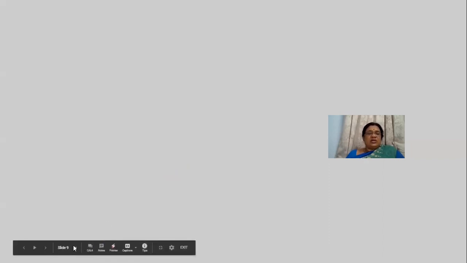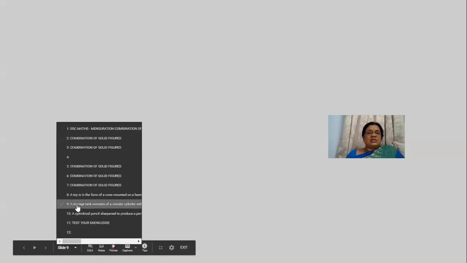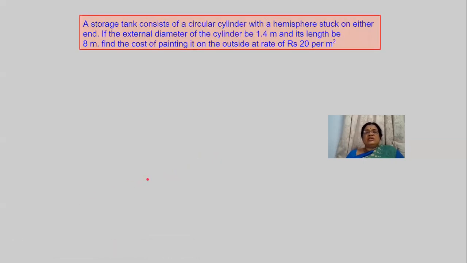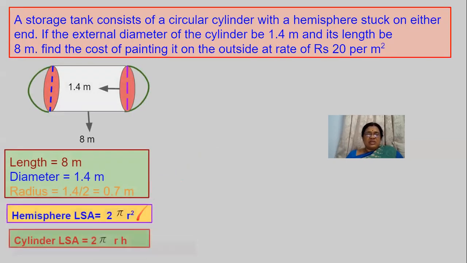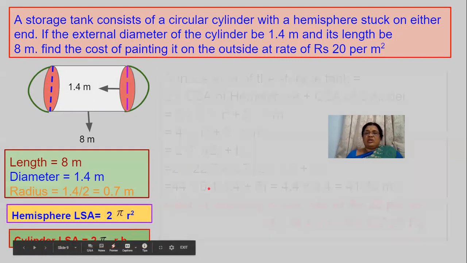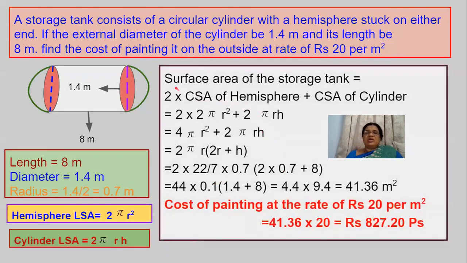We'll work out what is given in this. So this is the problem I'm explaining, isn't it? Till here we have reached. So the surface area of the storage tank is two curved surface areas of hemispheres plus CSA of the cylinder. So the curved surface area of the hemisphere, you know what will be the formula for that? 2 pi r square, and the CSA for the cylinder is 2 pi r h.